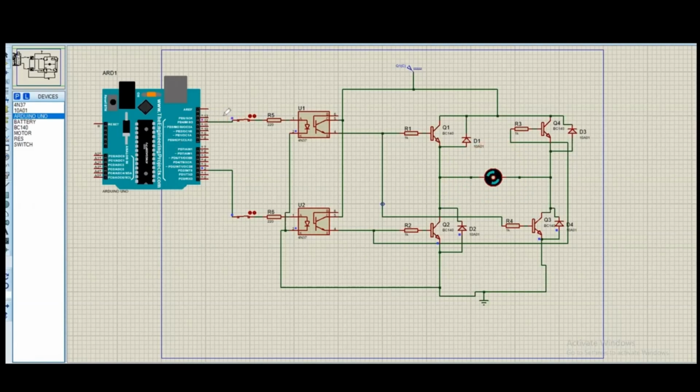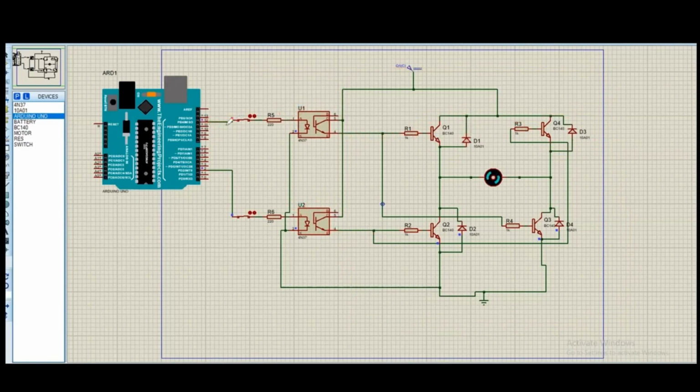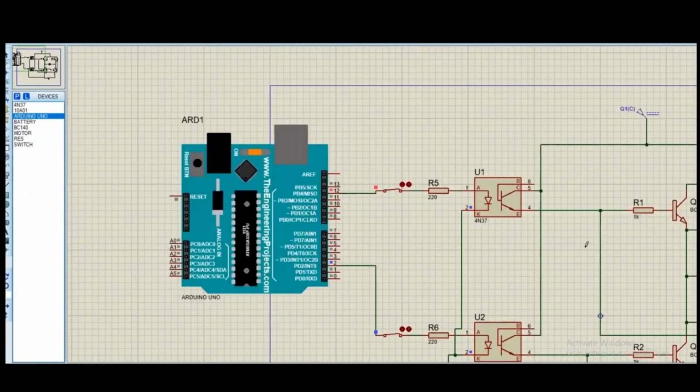By making these pins high and low, we are turning these LEDs on and off. The whole of the other circuit depends upon this. All of these 4 transistors will turn on and off from the current coming from the emitters of both optocouplers. If you focus on it, these pins are getting high and low at different timings.